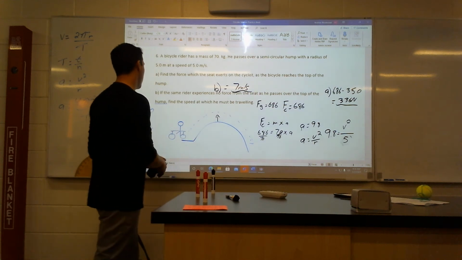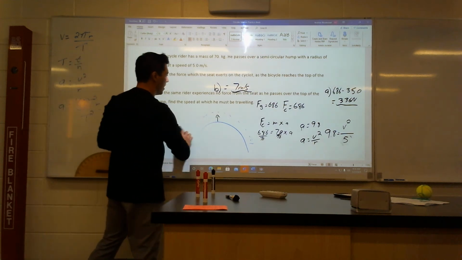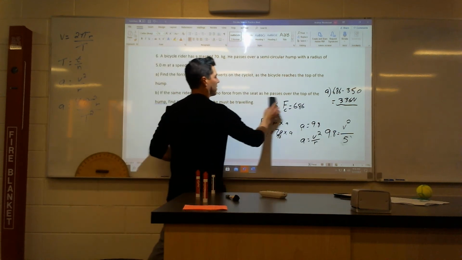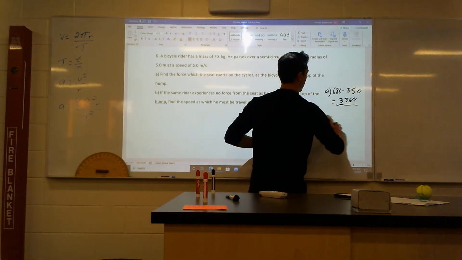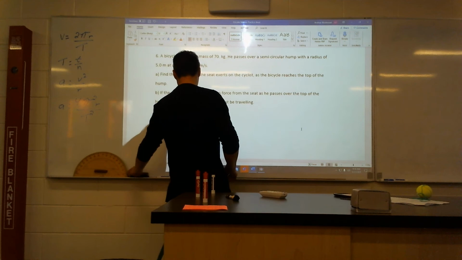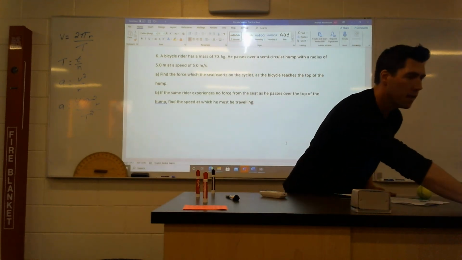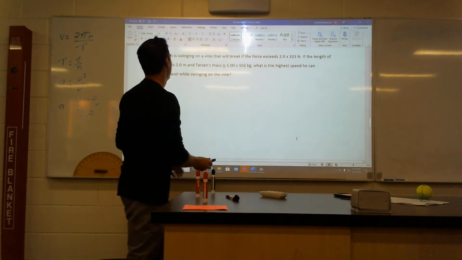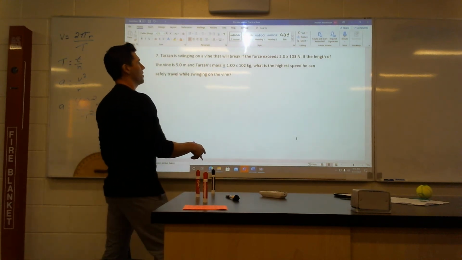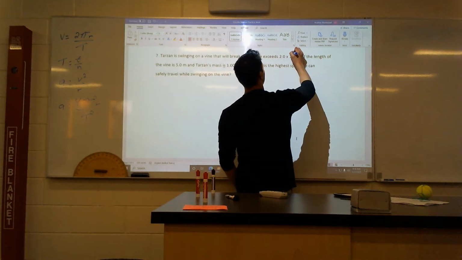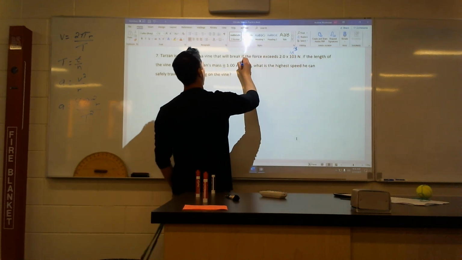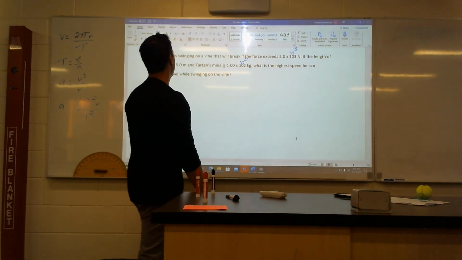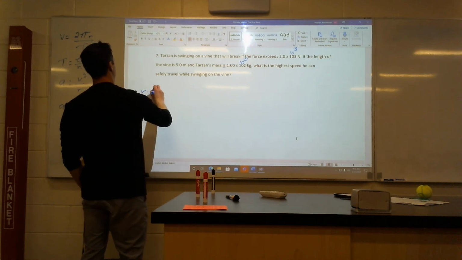Last one, let's go to question 7, the Tarzan question. Most people understand the Tarzan one a little more than this one, but let's go through it. All right, question 7. Tarzan is swinging on a vine that will break if the force exceeds, and again, I hate this when I make this, it should be 10 to the 3, and this should be 10 to the 2. If the length of the vine, so the radius, is going to be 5 meters.